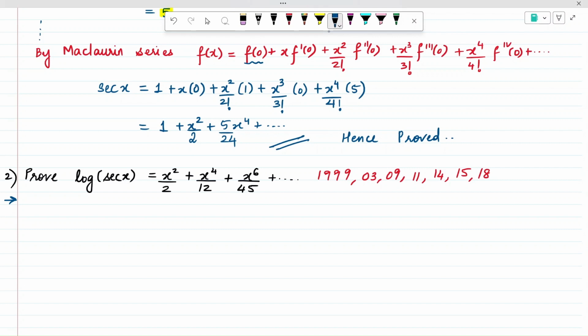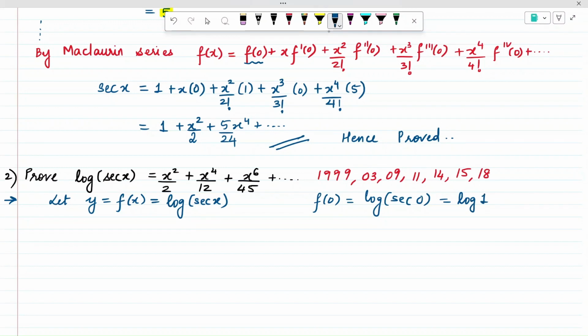I'll start with let y equal to f of x is log of sec of x. The left hand side is always your function f of x, and I'm using the symbol y here. You will understand why I'm using y a little later. Okay. So step number 1, f of 0. So log of sec of 0, which becomes log 1, and log 1 is 0.